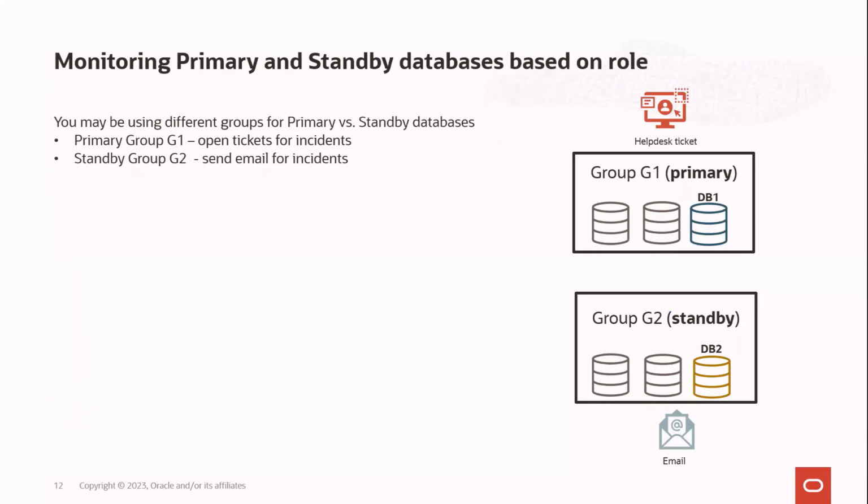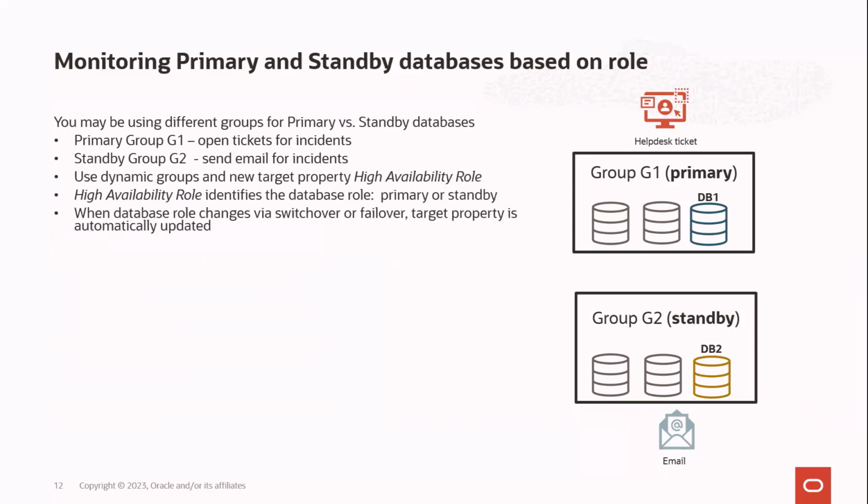When monitoring primary and standby databases, DBAs may want to put them in different groups because they have different metrics based on their role and different notification requirements as well. For example, databases in the primary group may require opening of help desk tickets for their incidents, while databases in the standby group have emails sent for their incidents.